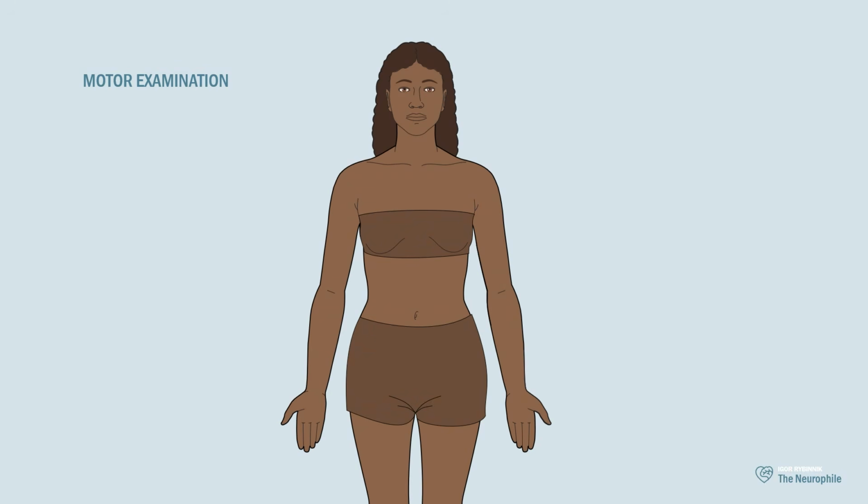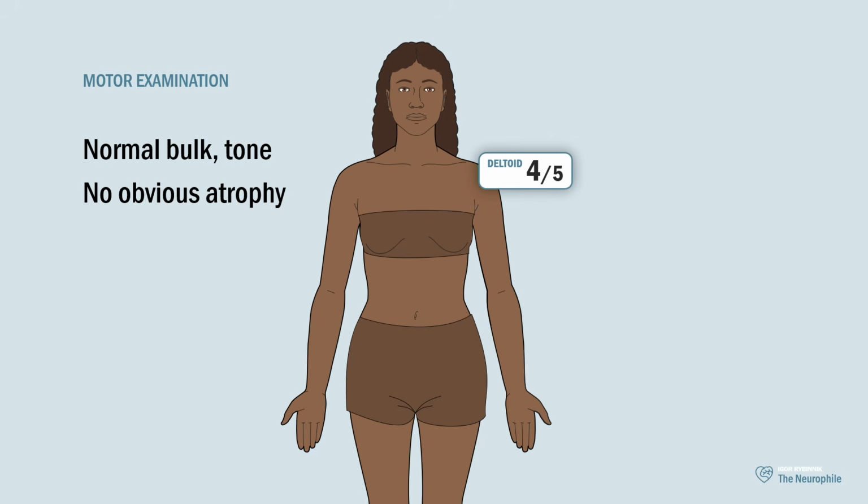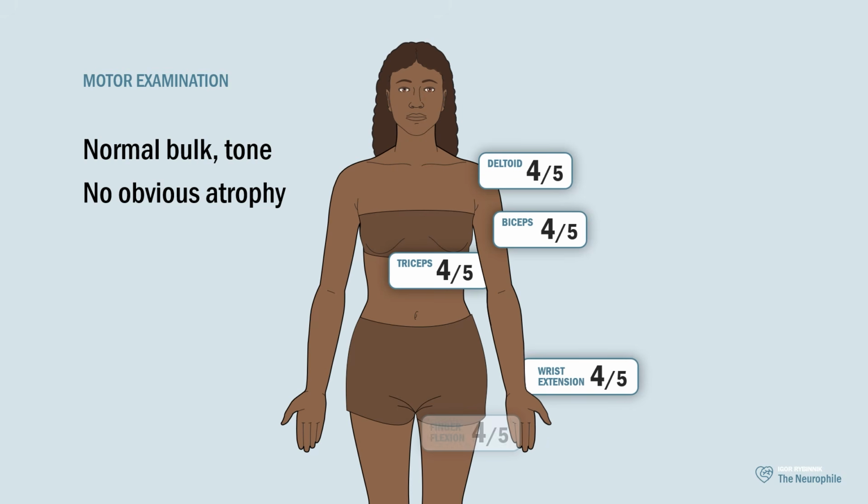We performed a careful neurological examination. Mental status and cranial nerves are normal. Muscle bulk and tone were normal, without atrophy. Motor testing revealed weakness in the arm abduction, forearm flexion and extension, wrist extension, finger flexion, and thumb adduction. We measured the strength as 4 out of 5, which means she was able to provide moderate resistance with those muscles. The rest of her motor examination was normal.